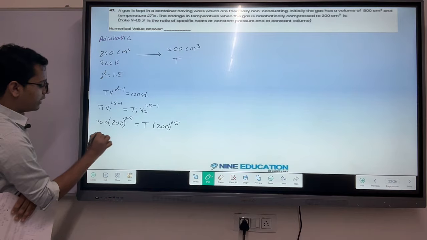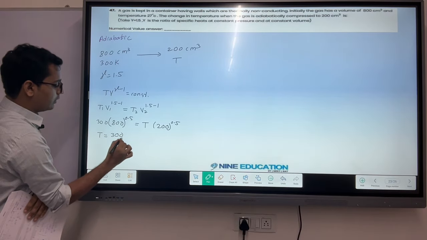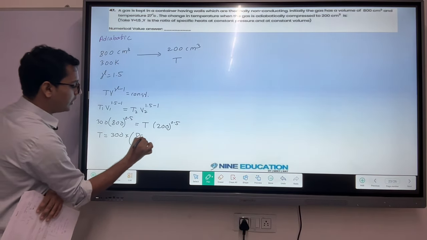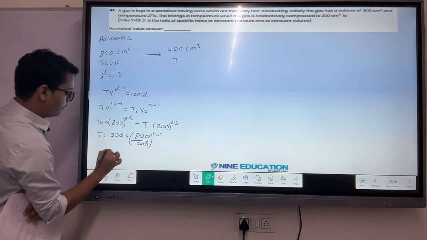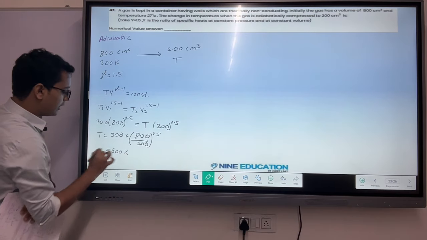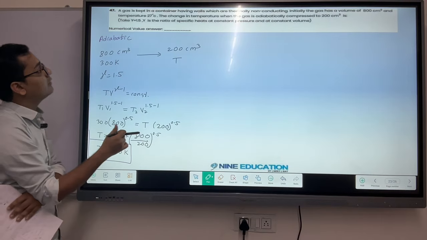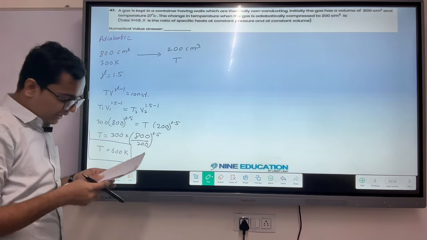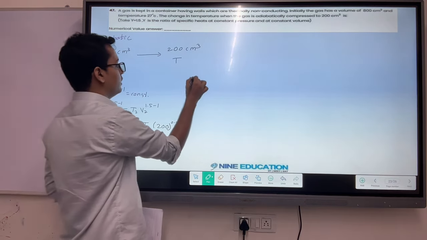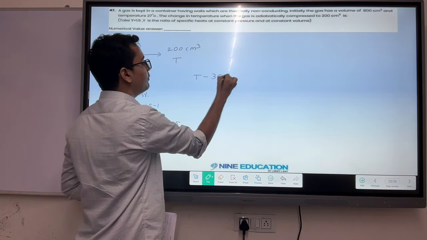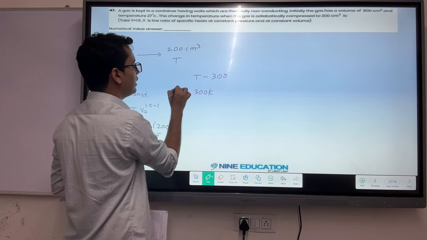So from here I will get T is equal to 300 into (800 by 200) whole power 0.5, which is nothing but 600 Kelvin. Okay. So you got final temperature to be 600 Kelvin. And what did they ask? They asked you change in temperature. So change in temperature means T minus initial temperature 300, which is again 300 Kelvin.